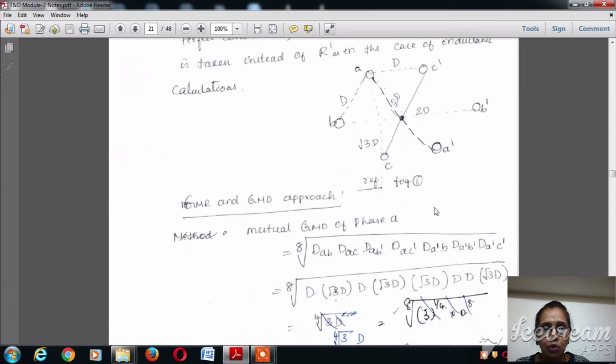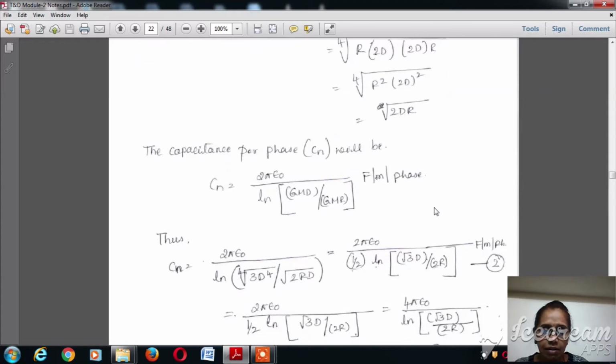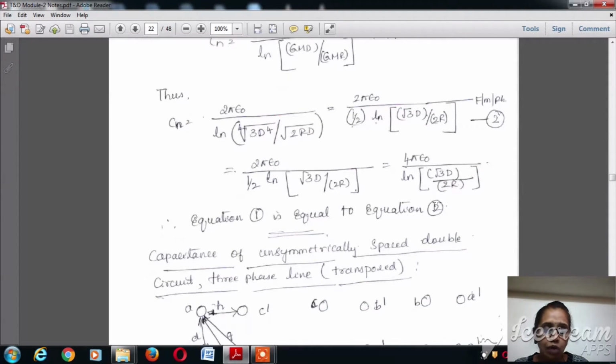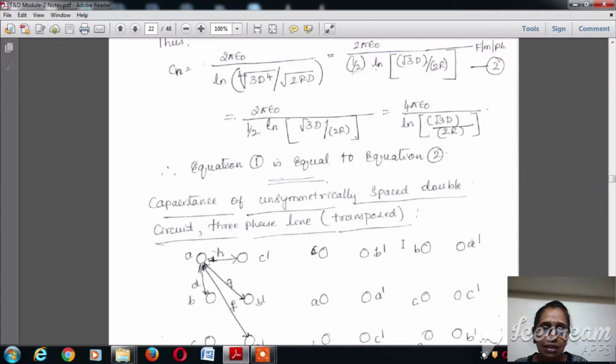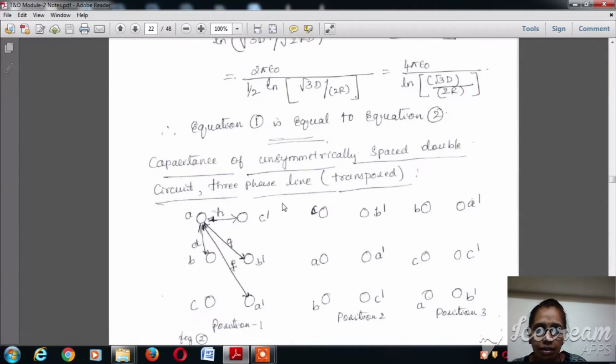Okay. Now we have seen what is the effect of self GMD and the GMR to calculate the capacitance effect. Now we can calculate the capacitance of unsymmetrically spaced double circuit 3-phase line. Double circuit means there are two sets of wires. A double circuit will normally be drawn so that if there is any fault in one of the lines, the other line will be there to supply the power to the customer, so there will not be any interruption. The double circuit will be erected with one circuit below the other. So 3-phase lines will be considered in two sets, that is double line.